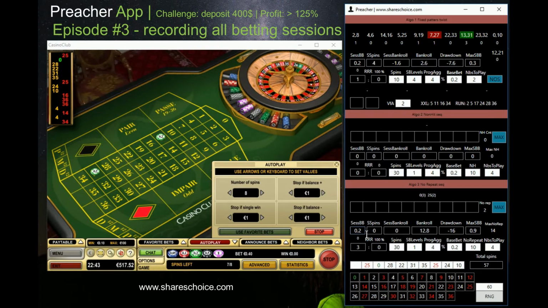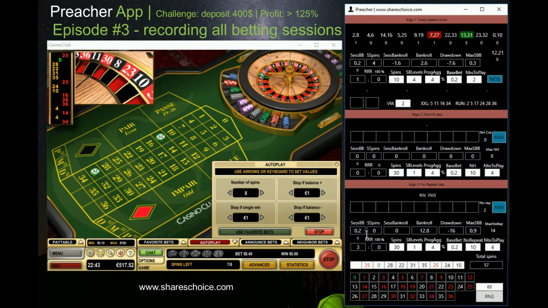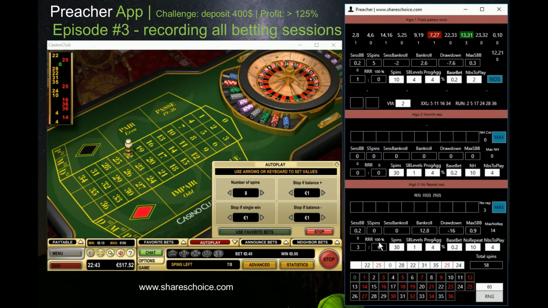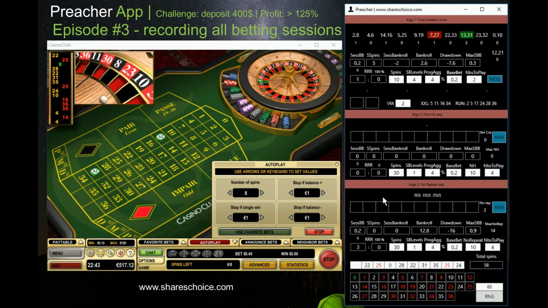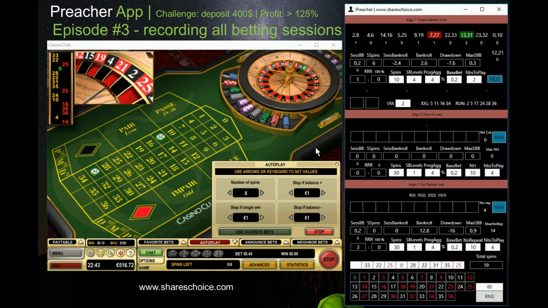So as I said, I'm only recording when I put some chips on the table and play, so hopefully it's not boring for you, so it's interesting for everyone to see that I can really turn this deposit 400 to 900, more than 100% profit using pre-trap with this current setup.